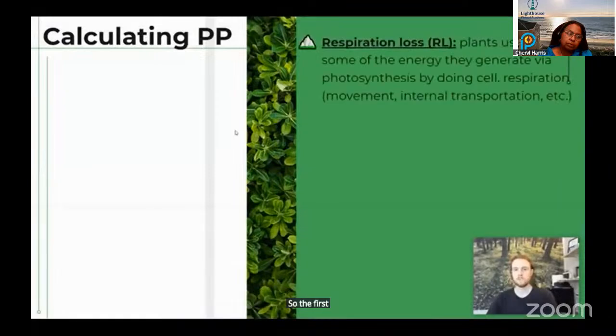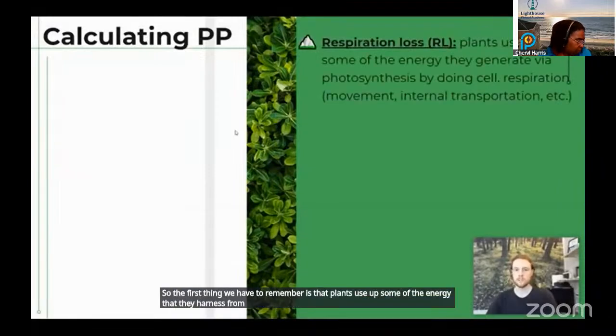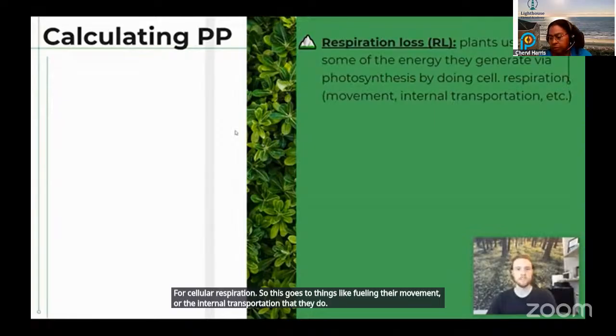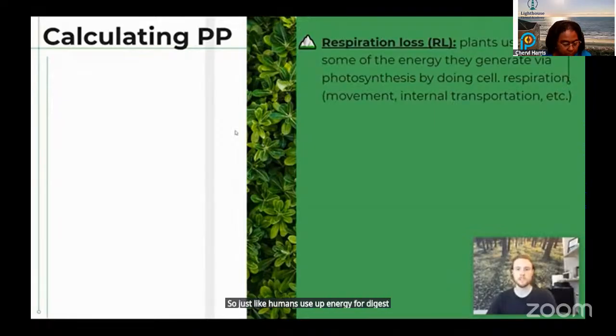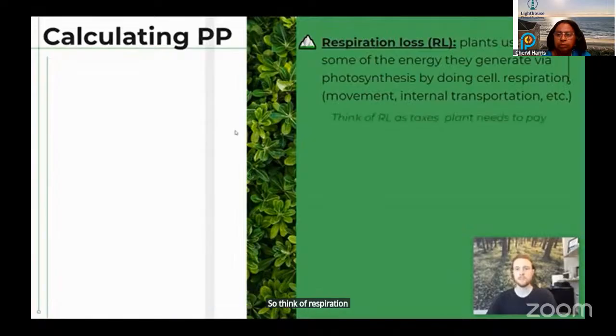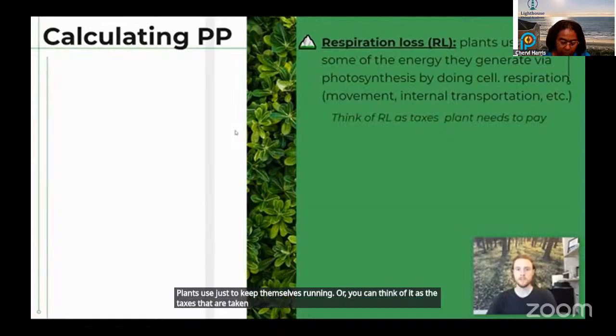Now we'll take a look at how to actually calculate primary productivity. So the first thing we have to remember is that plants use up some of the energy that they harness from the sun for cellular respiration. So this goes to things like fueling their movement or the internal transportation that they do, just like humans use up energy for digestion, tissue repair, things like that. So think of respiration loss as the amount of energy that plants use just to keep themselves running. Or you can think of it as the taxes that are taken out of the plant's paycheck.